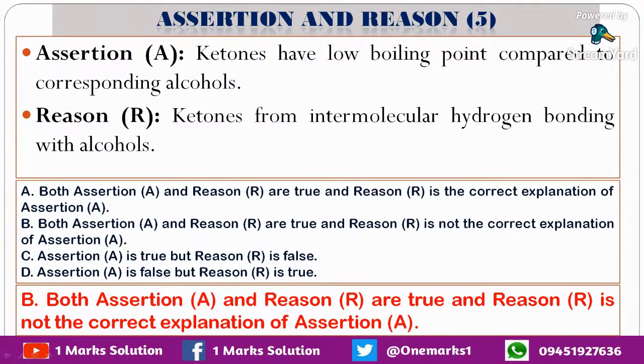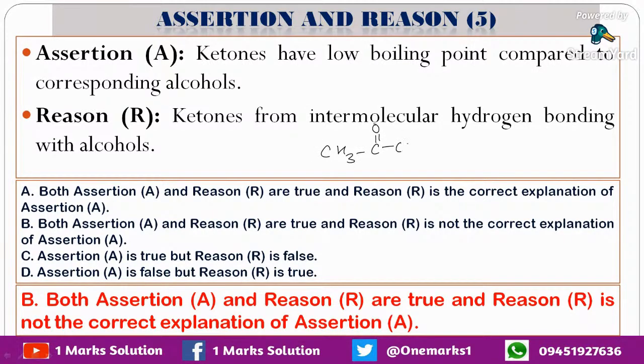So assertion here is true because ketones are surrounded on both sides. Their functional group is somewhere in the middle, not at the terminals. And that is why ketones can form good hydrogen bonding in comparison to alcohols as well. But they are not explaining each other because boiling point has no connection with intermolecular hydrogen bonding. Let me explain intermolecular hydrogen bonding.